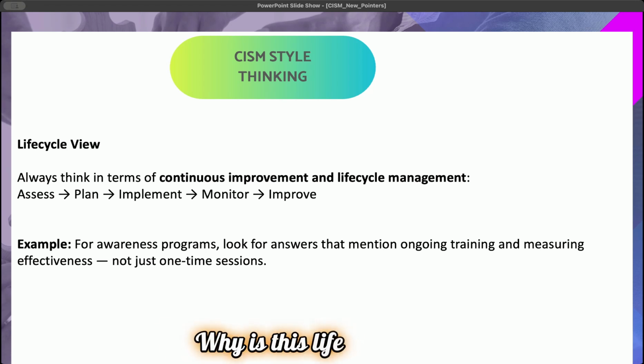Why is this life cycle essential for CISM and GRC? It promotes a proactive, not reactive security culture. It ensures that security is tied to business outcome and continuously improving, and supports audit trails, compliance mapping, and executive confidence.